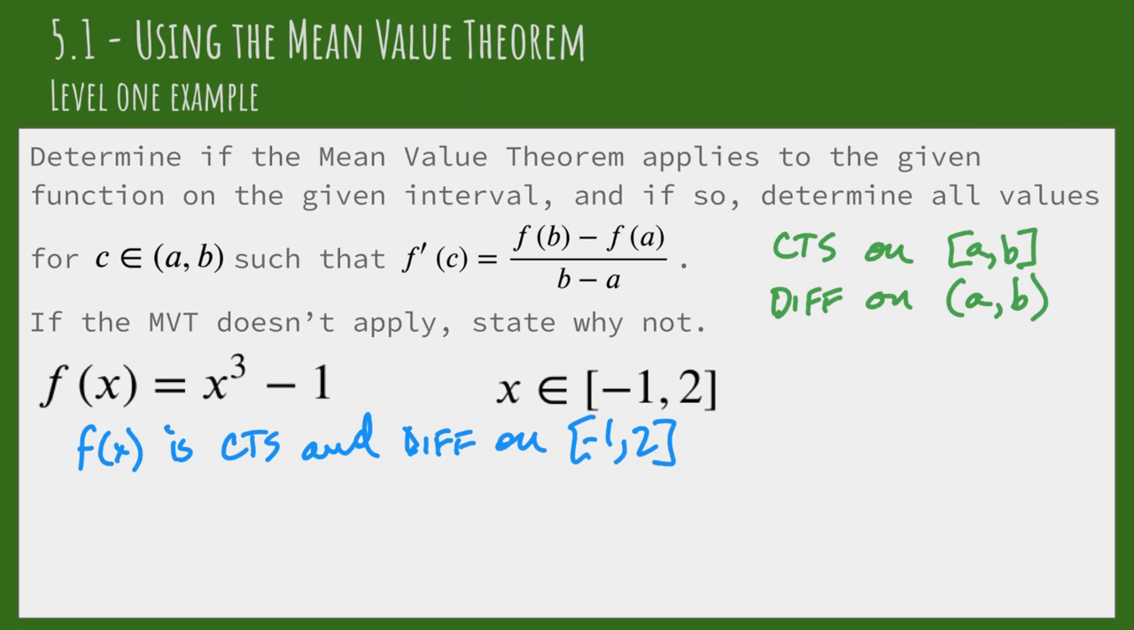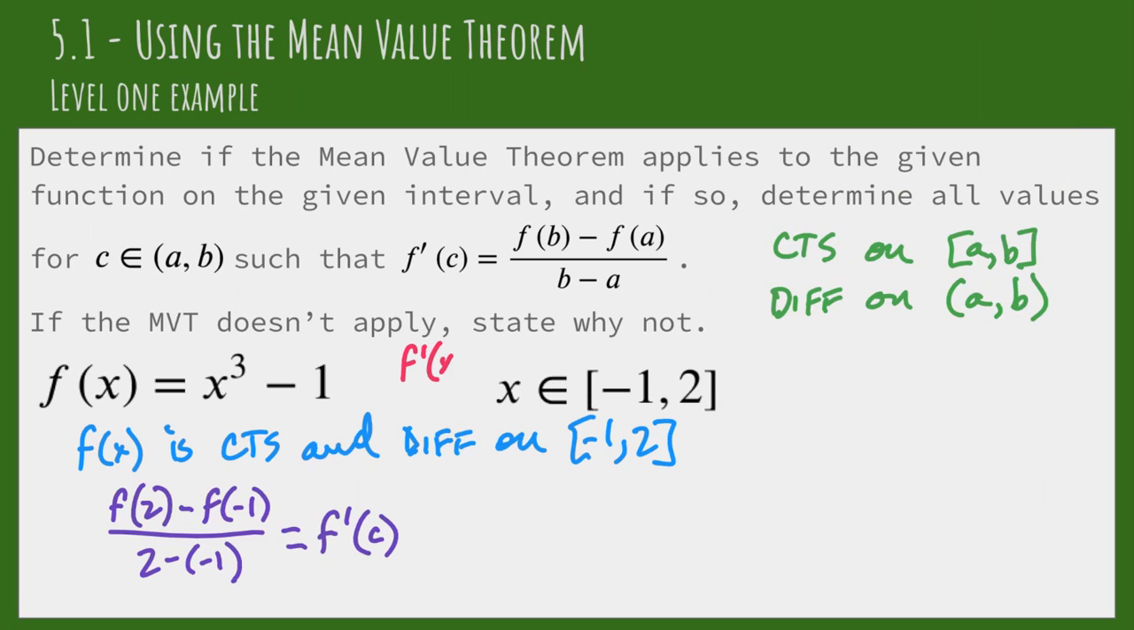And what the mean value theorem then says is that if we find the slope of the line through the two endpoints, which is going to be f of 2 minus f of negative 1 over 2 minus negative 1, that's the average rate of change, and that has to equal, at at least one point, the derivative of f evaluated at some point c, where c is somewhere between a and b. All right, so I'm going to take the derivative here. f prime of x is equal to 3x squared, and plug that in.